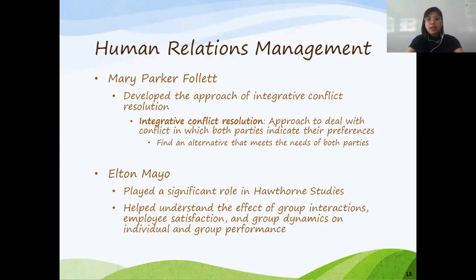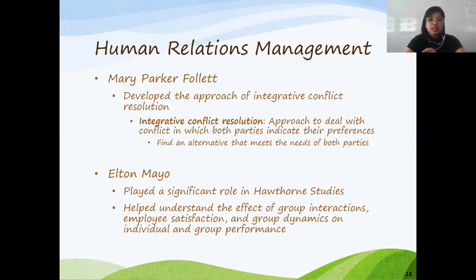Okay, so for human relations management, according to Mary Parker Follett, she developed the approach of integrative conflict resolution, wherein both parties indicate their preferences to find an alternative that meets the needs of both parties. Follett was focusing on how employees treat each other and how employees feel about their work. For her, the happier the workers are, the more efficient they will be when they perform their tasks.